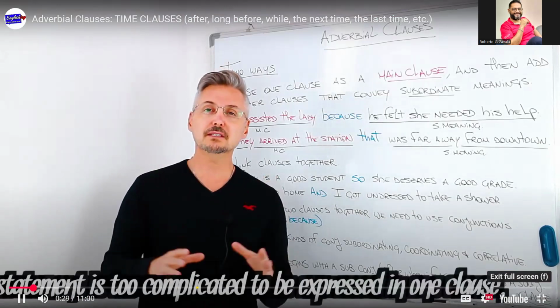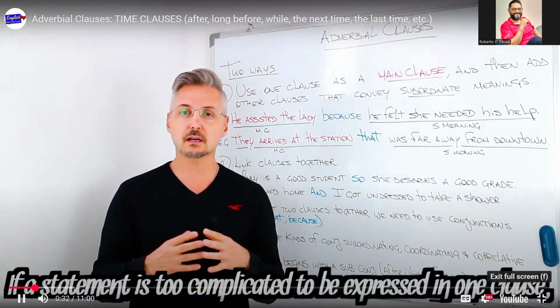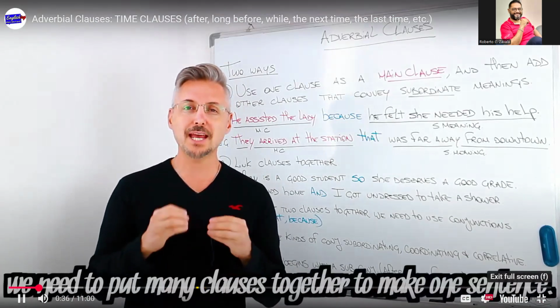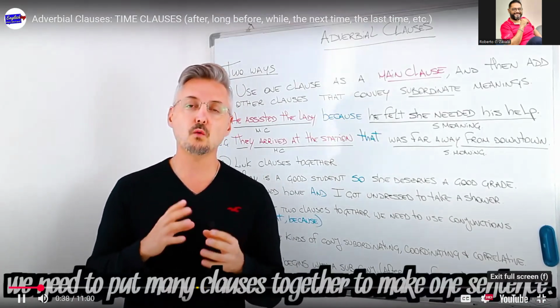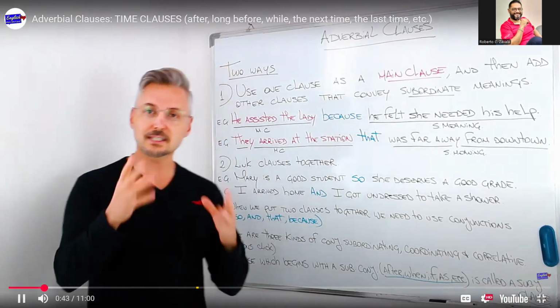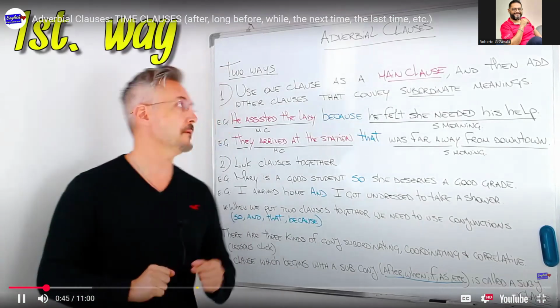I have a very interesting lesson today. If a statement is too complicated to be expressed in one clause, we need to put many clauses together to make one sentence. There are two ways in which we can do this. Let's take a look at the first way.